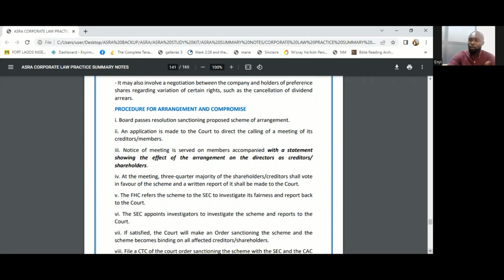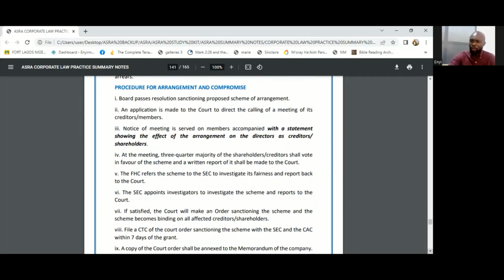Then at the meeting, if you have three-quarter majority voting in favor of that arrangement, then it is passed, and the company would now report back to the Federal High Court on the outcome of the meeting. The Federal High Court would then refer it to the Securities and Exchange Commission, SEC, to investigate the fairness of that arrangement. When SEC has concluded its investigation, it would report back to the Federal High Court. If everything's in order, then the court proceeds to sanction the arrangement.